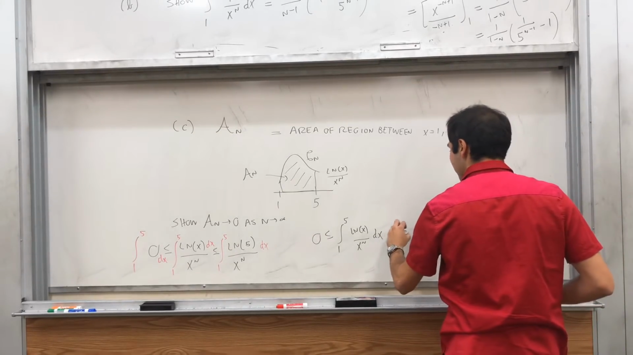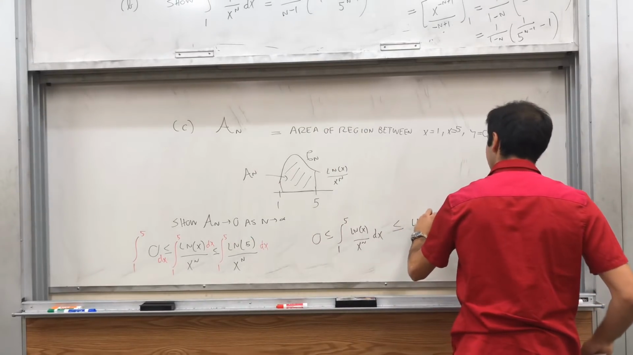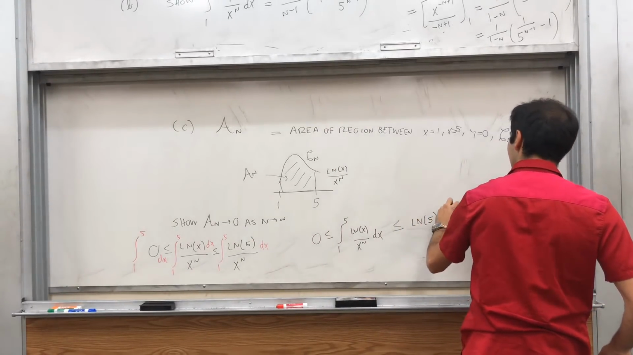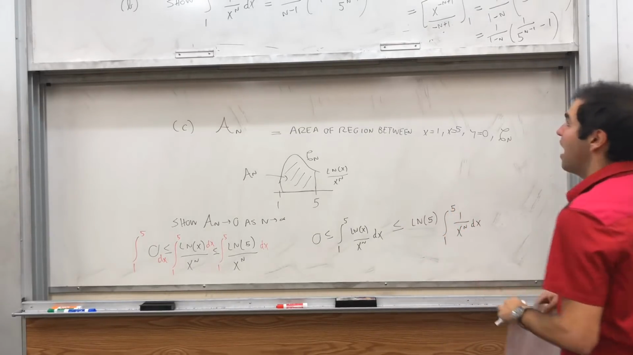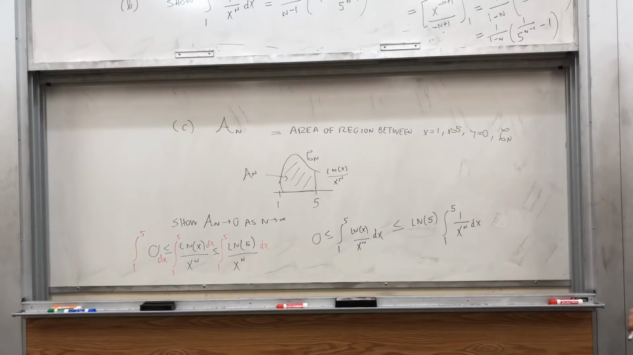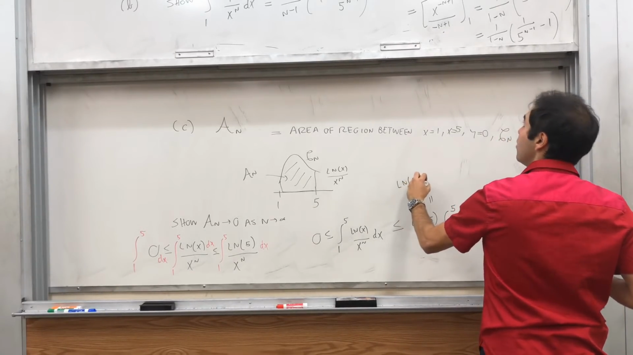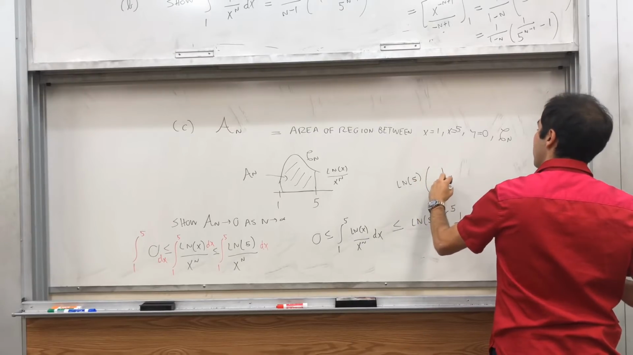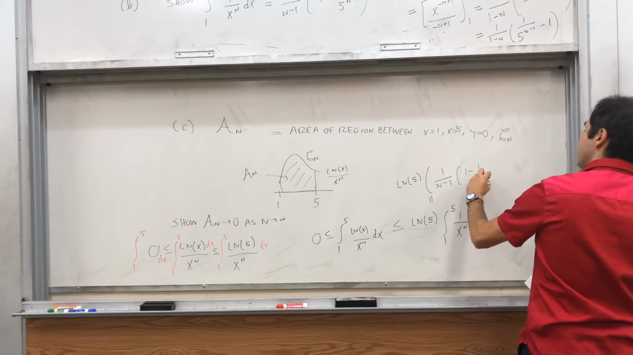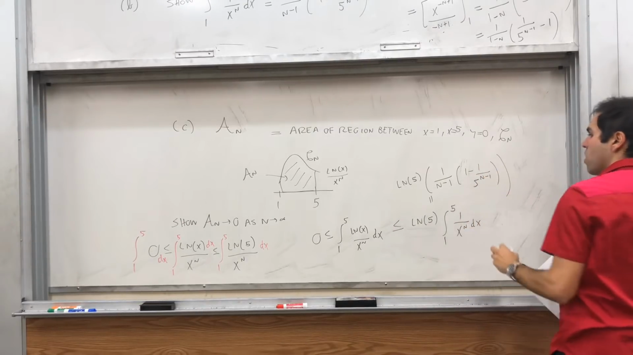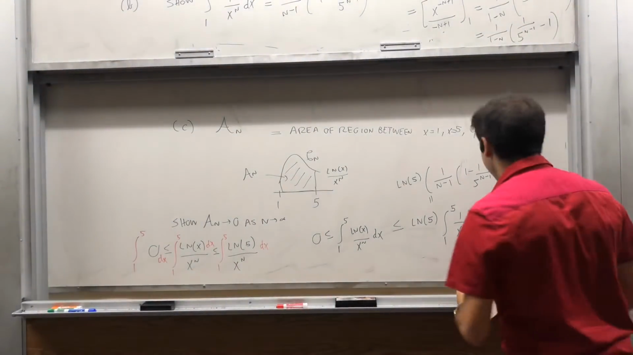And so then, that's less or equal, this is a constant, so this constant comes out. The integral from 1 to 5, 1 over x to the n dx. And this we have calculated in a previous problem, in part B. So that's ln of 5 times 1 over n minus 1 times 1 minus 1 over 5 to the n minus 1. And then the rest is just a squeeze theorem exercise.